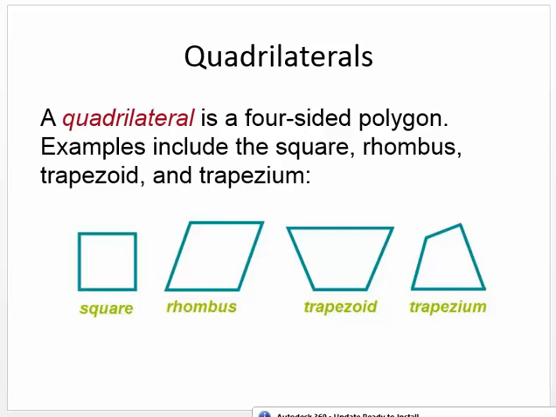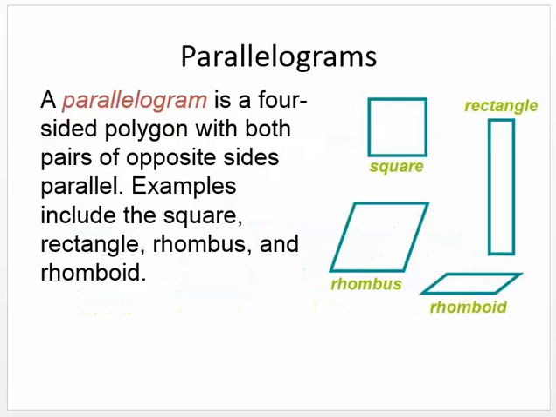Okay, quadrilateral. A quadrilateral is a four-sided polygon. It's got straight lines and it's got four sides. It's a polygon, so it's got straight sides, and it says quad, so it's got four straight sides. We have parallelograms. A parallelogram is a four-sided polygon with both pairs of opposite sides parallel. A rhombus, a rhomboid, a rectangle, a square are all parallelograms, because these opposite sides are parallel, right? And then the other opposite sides are parallel.